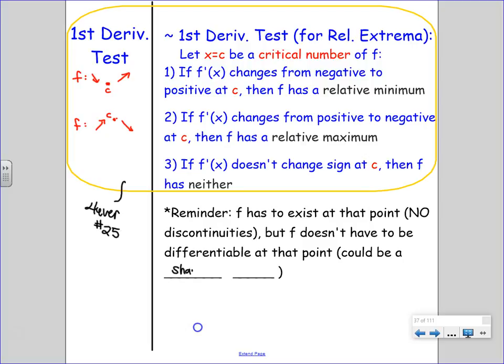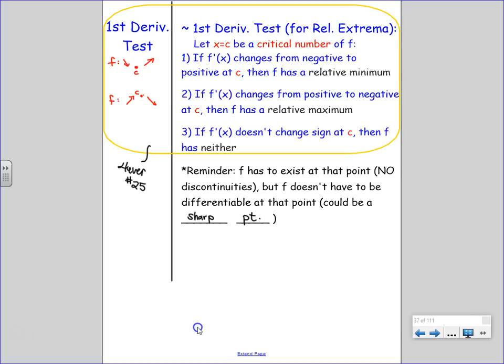What does this mean? This means to be a relative min or to be a relative max, F of C must exist, but F prime of C might be undefined. Some people get really confused on that one.